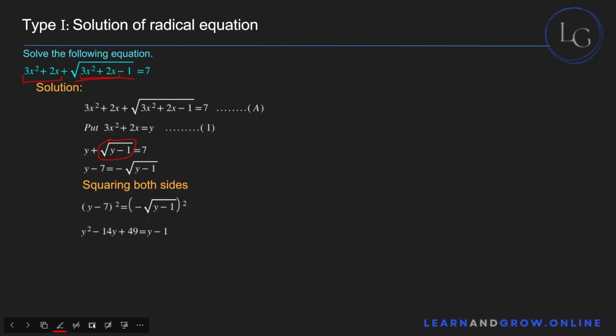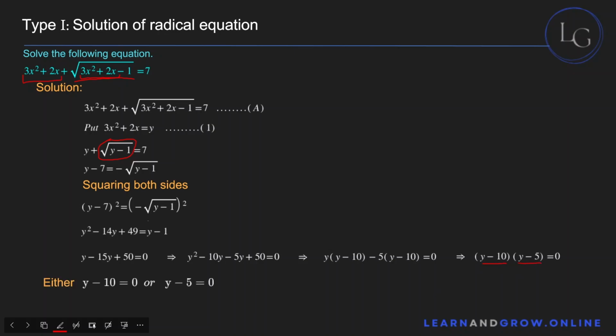Now, basically, you'll just do minus 14 and minus y on this hand to get minus 15y, and plus 49 plus 1, which gives you plus 50. Now, this can be factorized to give you basically these two terms, y minus 10 and y minus 5. Now, either y minus 10 is equal to 0 or y minus 5 is equal to 0, and that basically gives you two values for y. y is equal to 10 and y is equal to 5.